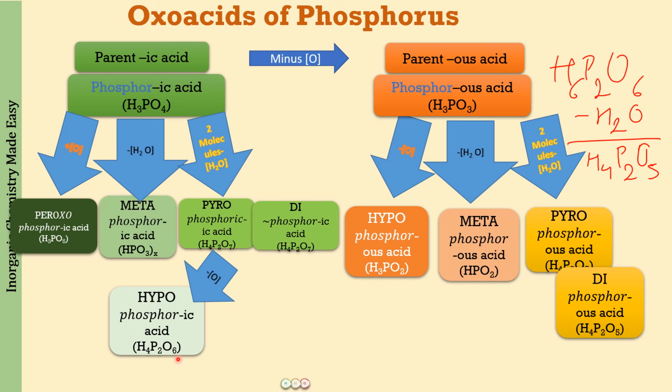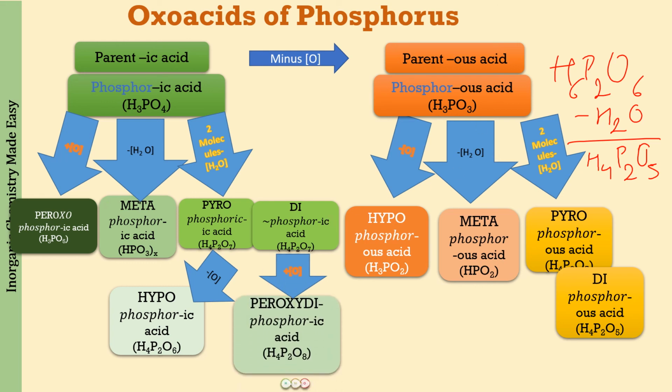We do not use di, but you just have to remember that it is not from 1 molecule of phosphoric acid that we are removing an oxygen atom. When we remove just 1, you will be getting phosphorus acid. And next, when we are going to add 1 oxygen atom, what we will be getting is peroxodiphosphoric acid. Okay, so peroxo or peroxy diphosphoric acid, and the formula for this is going to be H4P2O8. Clear? Perfect. I hope no problems in learning this.